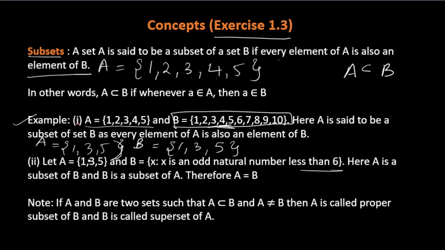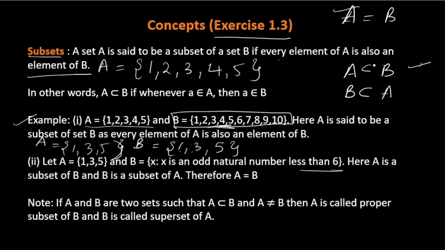See, 1 is there in A as well as in B. Similarly, 3 is there in A and also in B. In the same way, 5 is present in both A and B. So every element of A is there in set B also, which means A is a subset of B. In the same way, every element of B is there in set A also, so I can also write that B is a subset of A. It is clearly visible here that set A is equal to set B. When two sets are equal to each other, both the sets are subsets of each other.